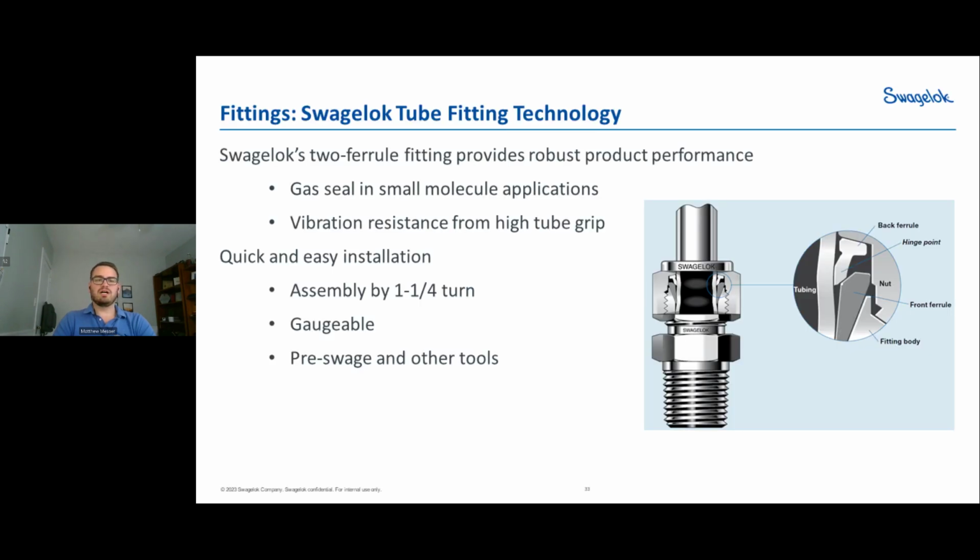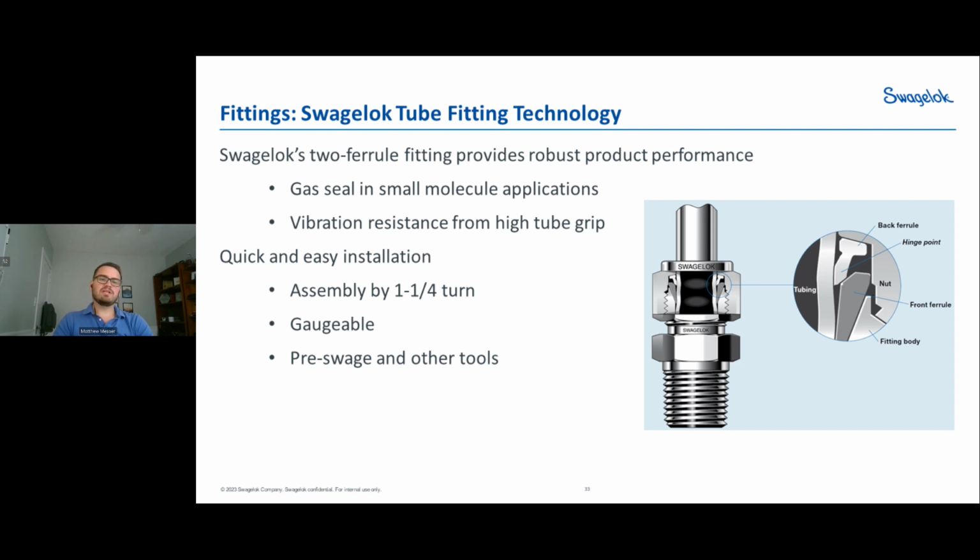What we're going to talk about next is Swagelok's tube fitting technology in that 2-ferrule space. As John mentioned before, 2-ferrule fittings provide really good, robust product performance. Swagelok does a really great job in gas seal, as well as vibration resistance due to the tube grip. The way that we make this easier for people to install is a straightforward assembly process of 1 1/4 turns. It's gaugeable because it's a position-based assembly process. You can have a gaugeable surface between the nut and body that you can use with some kind of tool to verify that the installation is proper. We also provide tooling to make assembly easier, whether that's pre-swage, gaugeable tools, and others.